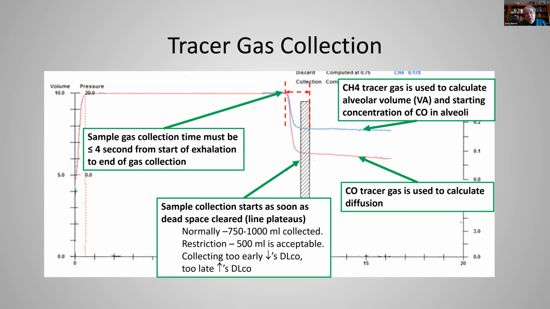The sample gas collection time must be less than or equal to 4 seconds. That begins from the start of exhalation. You start to blow out your dead space, but unlike the breath hold time, this you measure to the end of your gas collection, not the middle, but to the end. And that span must be less than or equal to 4 seconds.